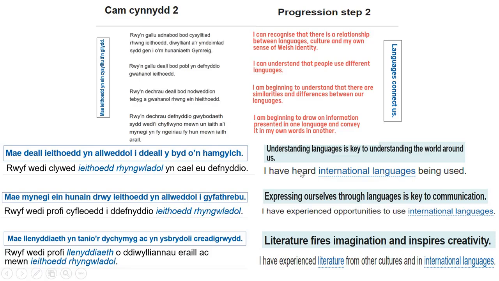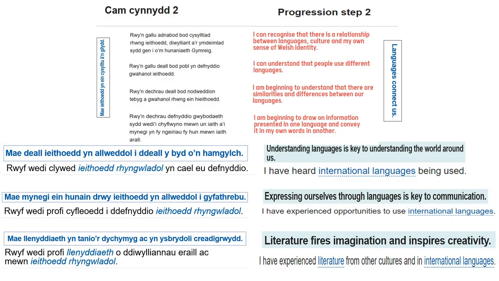Hearing international languages being used can be very, very simple. One of the best ways to do this, especially around the age that maybe some of your children are reaching progression step 2, would be to use songs. They're having the opportunity to hear them. You, who potentially are a non-specialist and don't speak French, Spanish, whatever the language is that your school have chosen, are then not modelling the language yourself. That maybe is a little bit tricky.